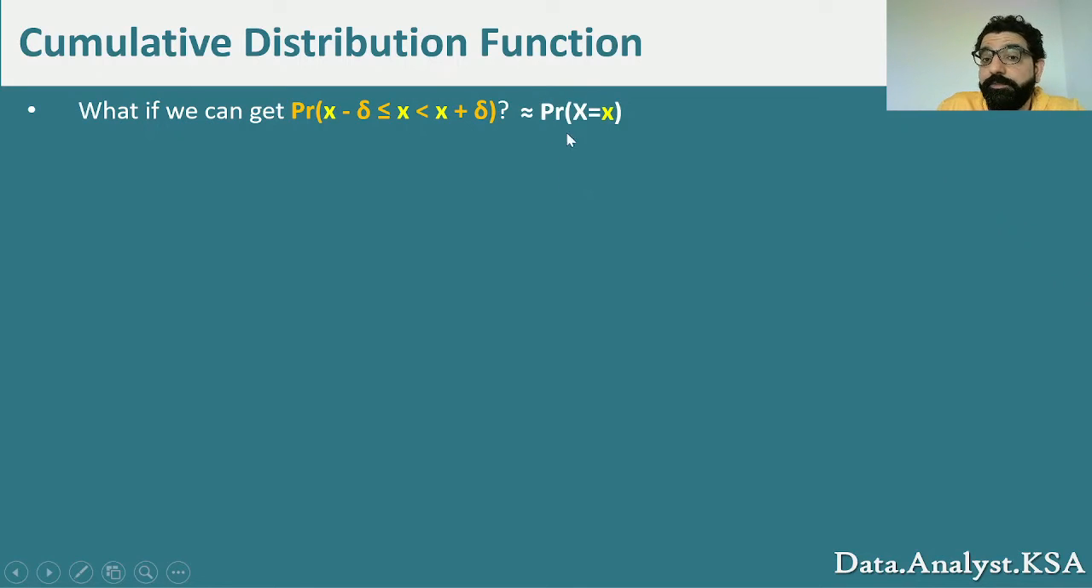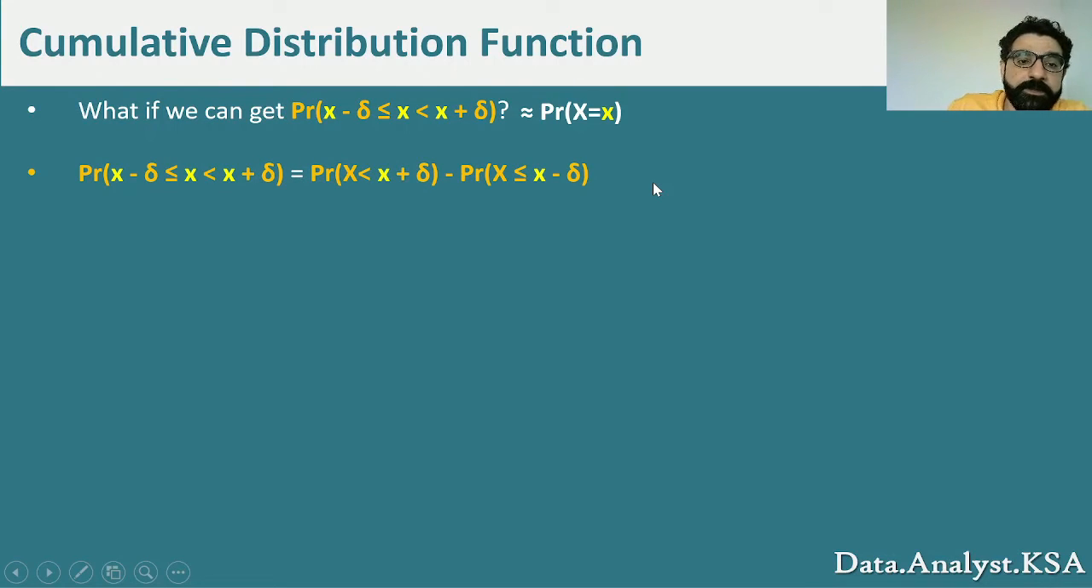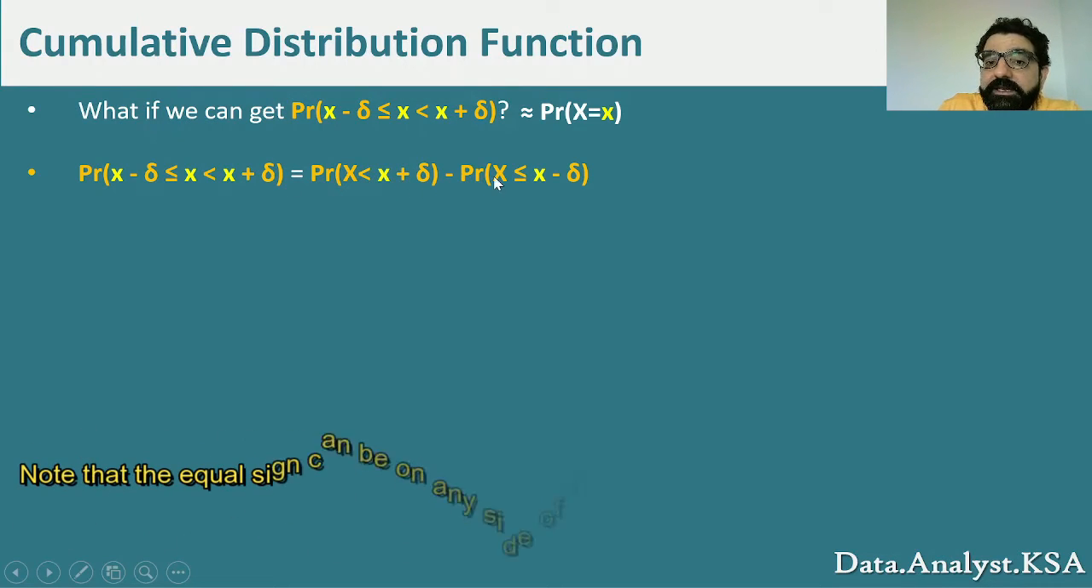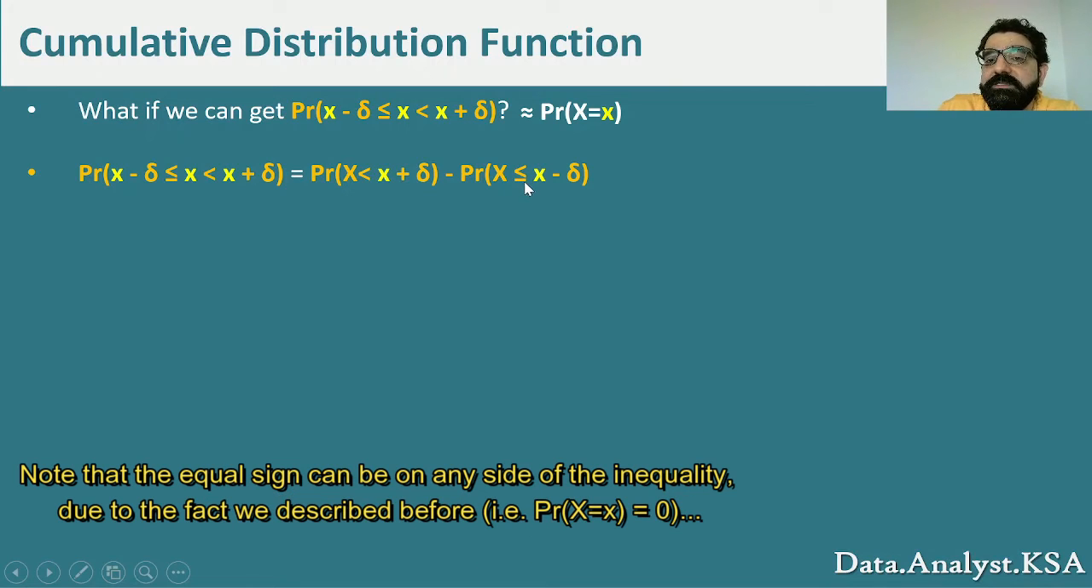Can this be a good approximate to probability of x equal x? Yeah, it's an interesting idea. So if I'm talking about the density of this slice, can I represent the probability of this number by this slice? And in fact, it's a good approximation. So really, what is this? It's basically the probability of x is smaller than x plus delta minus the probability of x is smaller than or equal x minus delta.